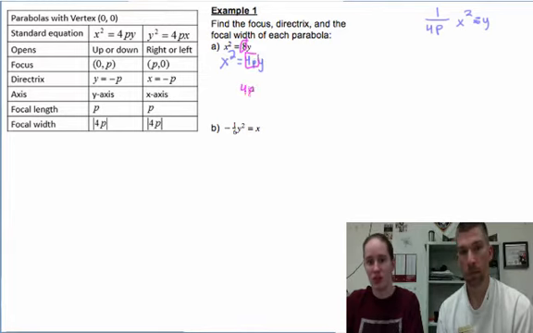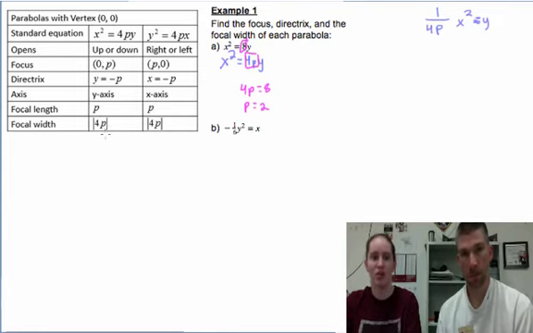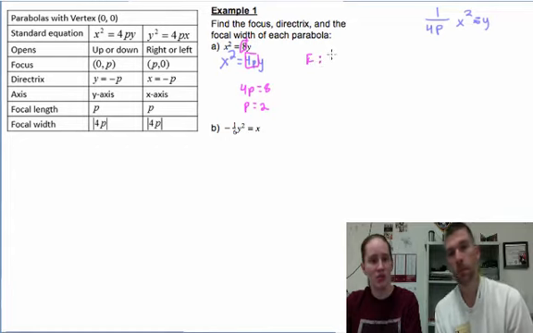So set 4p equal to 8, and that means that p is 2. So if p is 2, now we can plug into our table and figure out what the focus, the directrix, and the focal width are, keeping in mind that because it's x squared, we're going to use this first column the whole time. So our focus is going to be (0, p), which is (0, 2).